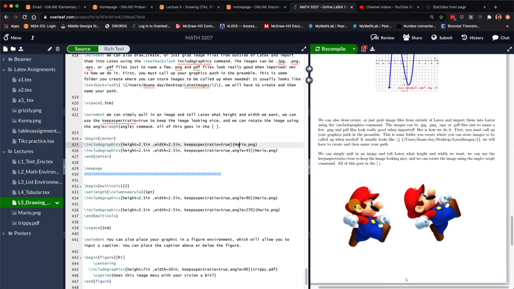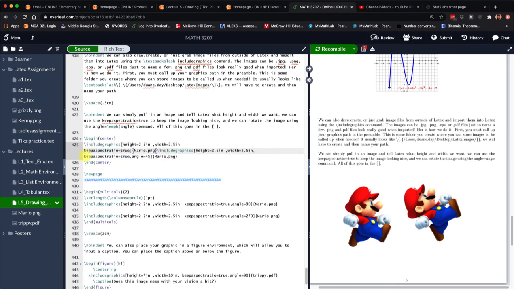The only difference between this first Mario and the second Mario, and the reason I kept them in the same begin and end center, was that I did one right after the other, so they stayed pretty much on the same line. As long as you put one after the other, sometimes you can get things to stay on the same line. Other times you have to get a little more creative. So if I back up here, notice I'm right there.